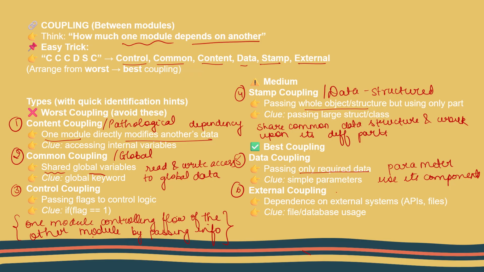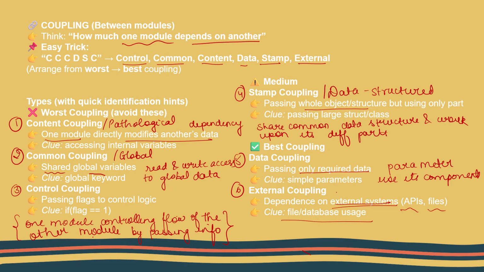Next, we have external coupling. This occurs when two modules share an externally imposed data format, communication protocol, or device interface. That means dependence on external systems. In easy words, you can understand this by external systems, that is APIs or files, file or database usage.